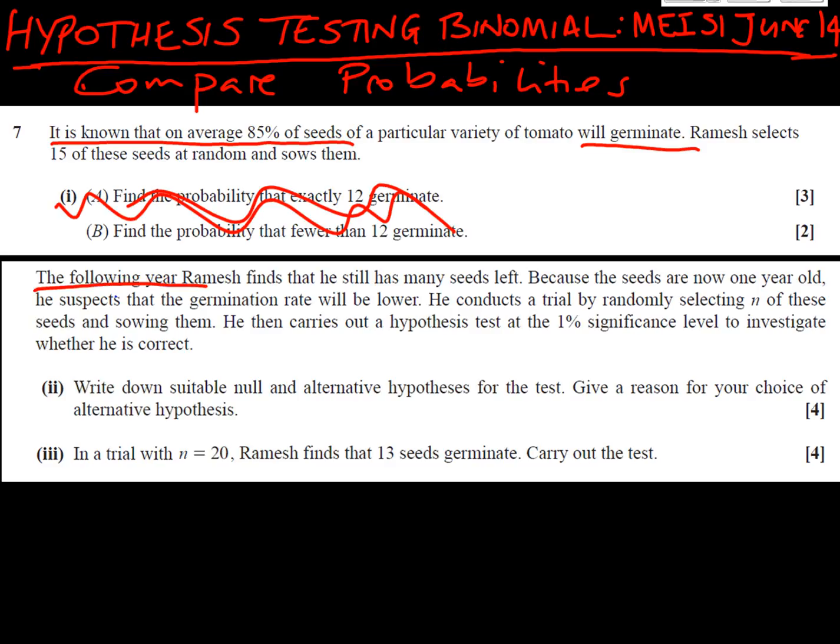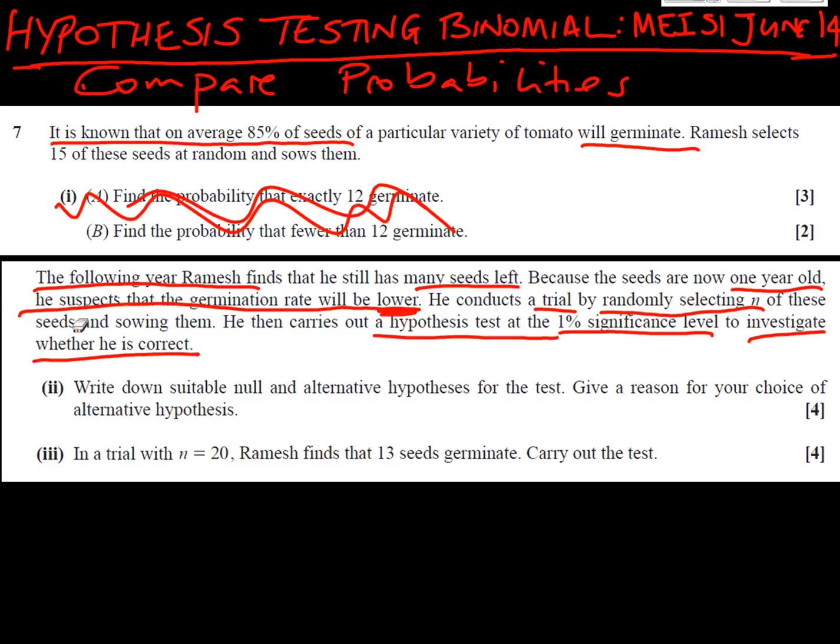The following year, Ramesh finds that he still has many seeds left. Because the seeds are now 1 year old, he suspects, this is the important sentence, that the germination rate will be lower. Keyword: lower. Not greater than, but lower. He conducts a trial, randomly selecting n of the seeds and sowing them. He then carries out a hypothesis test at 1% significance level to investigate whether he is correct. Correct in what? Correct in his suspicion that the germination rate will be lower.